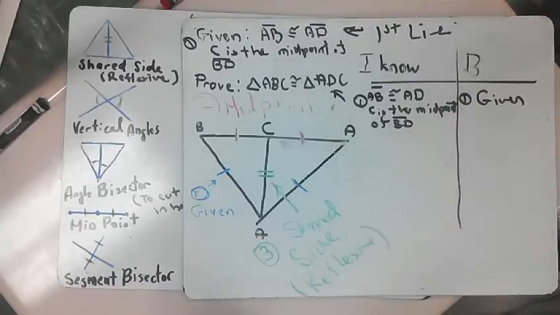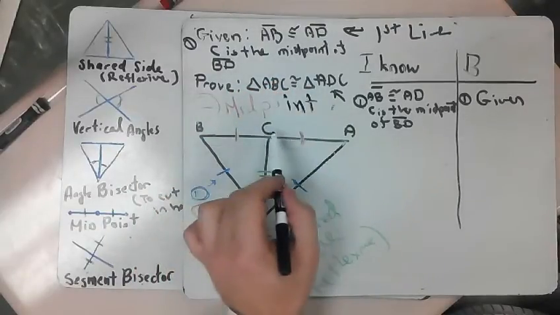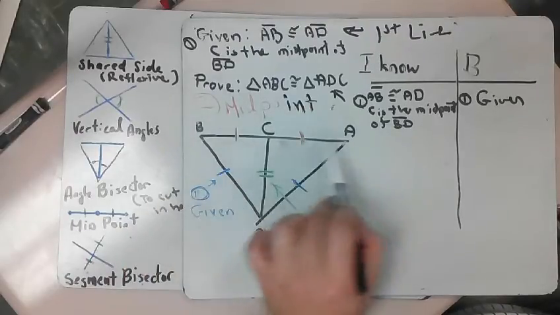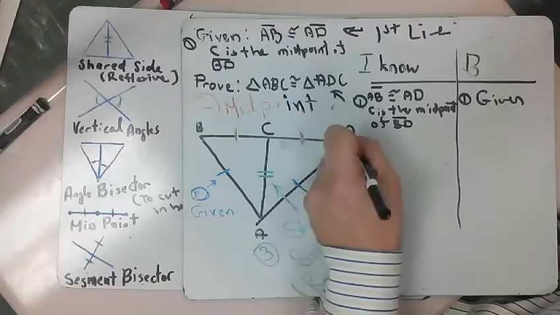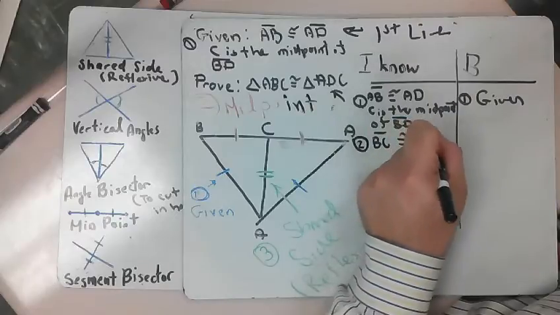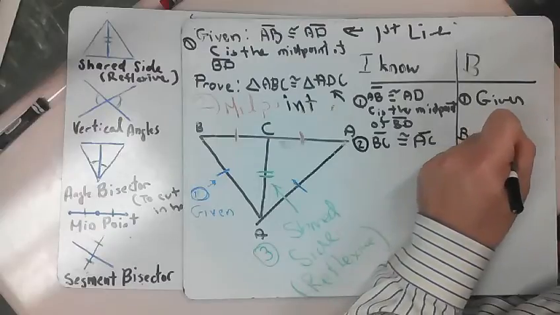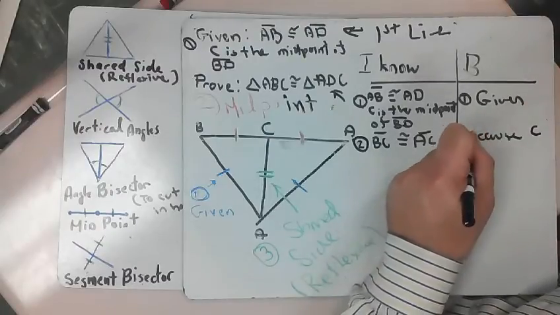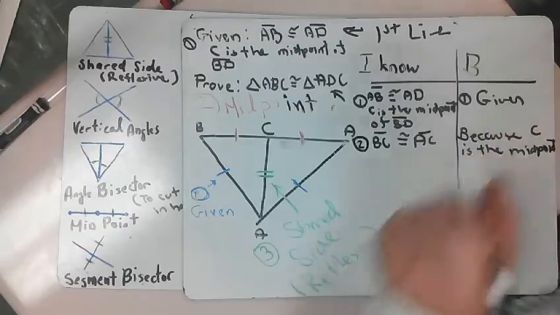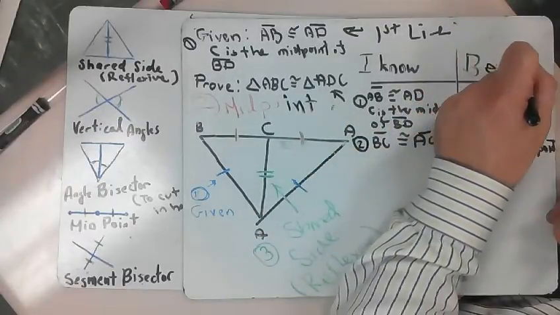All right, next. Before, we could barely read it, but we got it written down: as a result of C being the midpoint, BC and AC are congruent. So BC is congruent to AC, and I can write because C is the midpoint. I am backing up my statement with a fact.